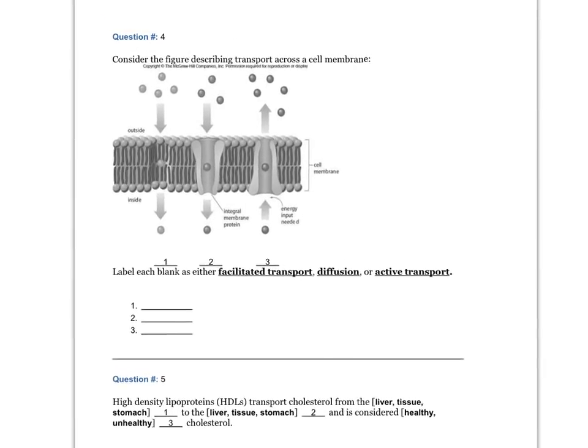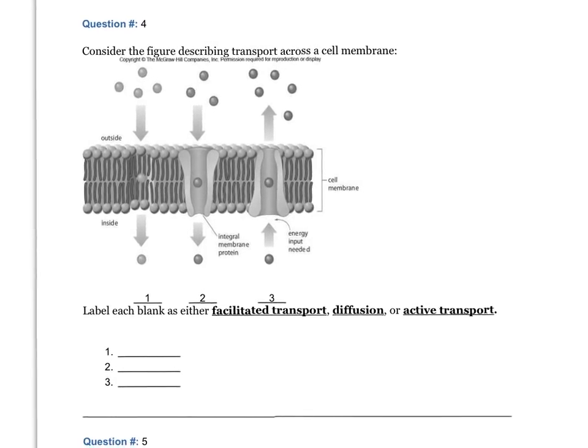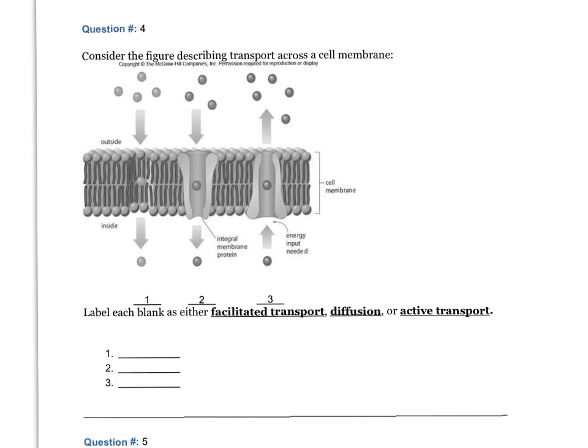Consider the figure describing transport across a cell membrane. Label each blank as either facilitated transport, diffusion, or active transport. Blank 1, corresponding to this, is diffusion. Carbon dioxide, oxygen, uncharged small molecules can diffuse through the lipid bilayer, the cell membrane.